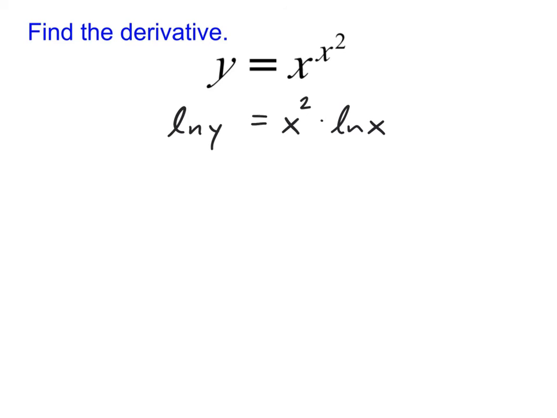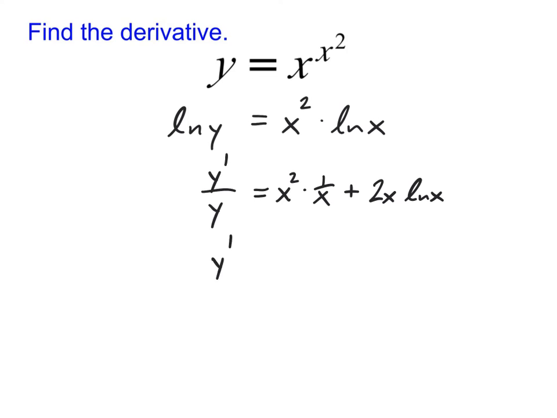All right, now that we are here, we can go ahead and find our derivative. So that's going to give me y prime over y, again because it's 1 over y times y prime. And then I'm going to be using product rule here on the right side. So original times the derivative plus the derivative times the original.